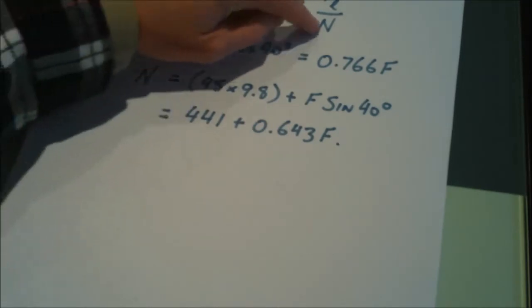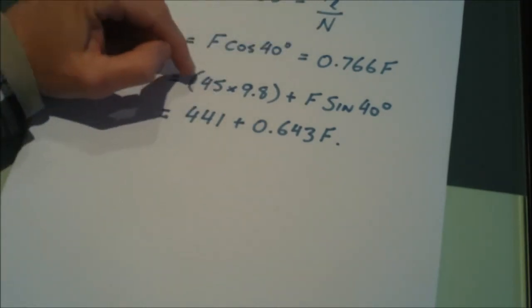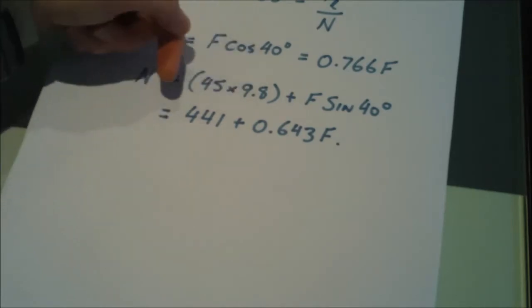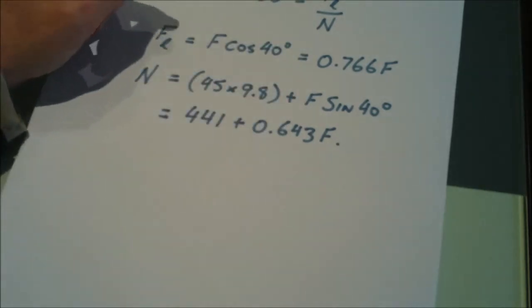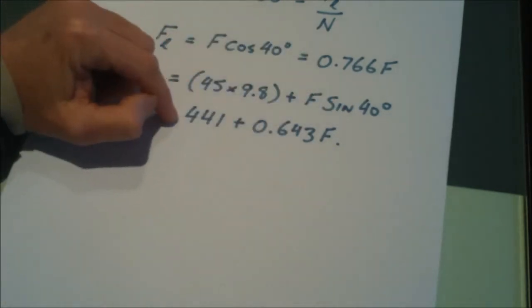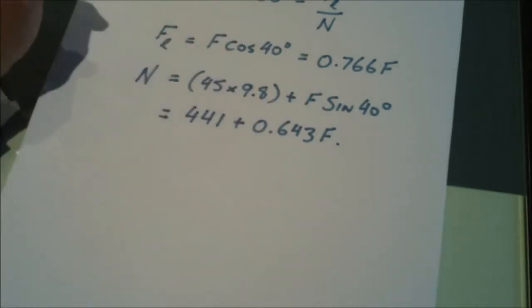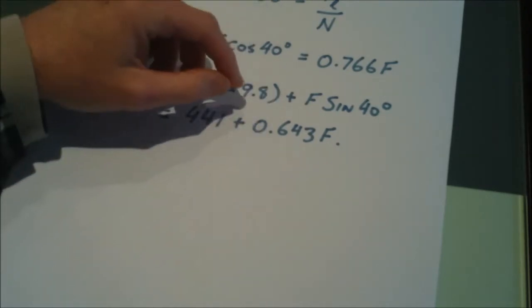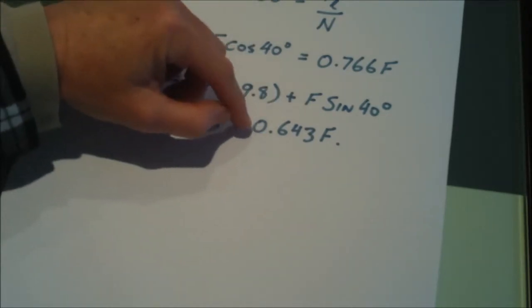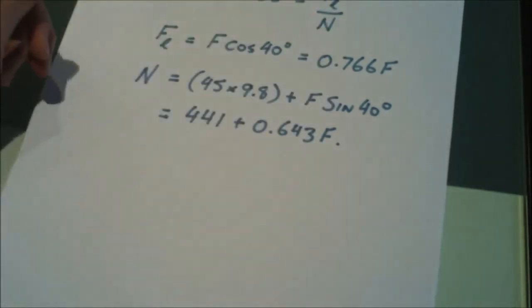The normal now is going to be the addition of mass times gravity and the component of the force F, the one we're trying to find, acting vertically down. So those two get added together, and that's 441 for that. I'm using 9.8 this time, so we're closer to the answer in the book, or the ones I've given you as an example. And that's multiplied by 0.643, again, finding that from the calculator.